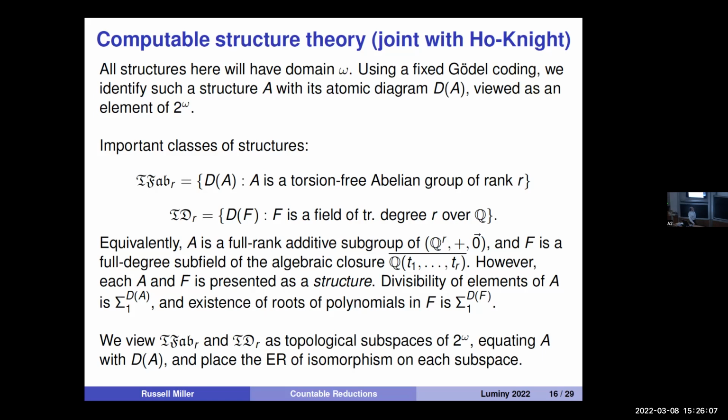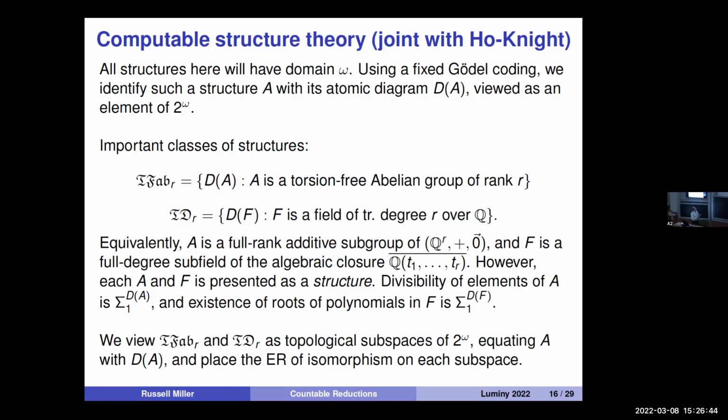So the natural thing to do is to fix whatever signature you're in. Assume it's a countable signature, let's say, it always will be for us. Take a fixed Gödel coding with omega as the constants. And so for any structure A, its atomic diagram just turns into a real. And then the classes that we will be looking at in this talk will be the classes of particular types of structures given as these reals.